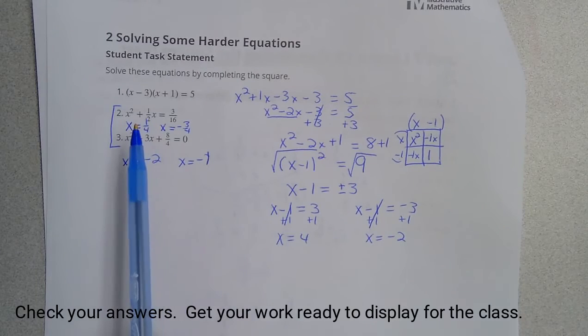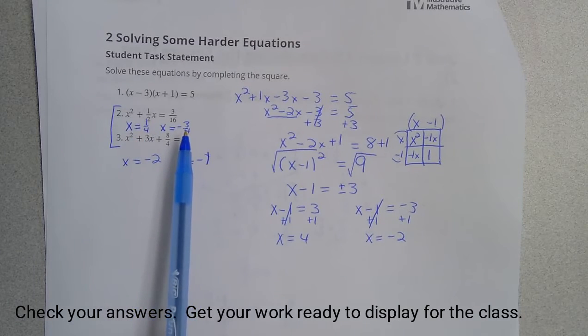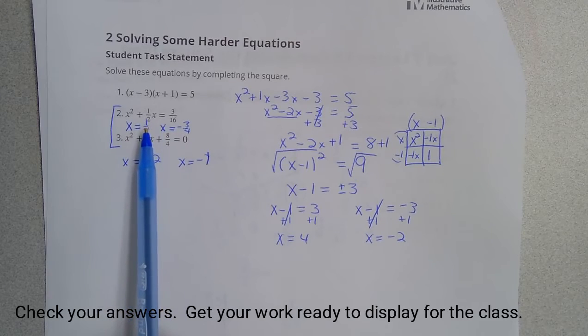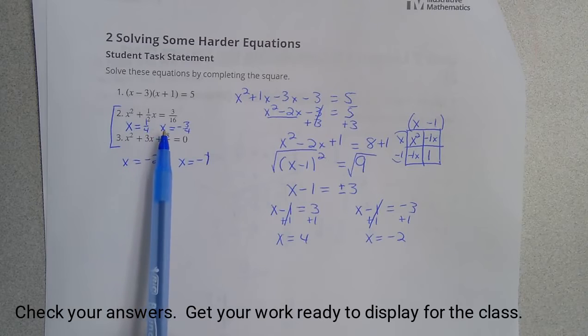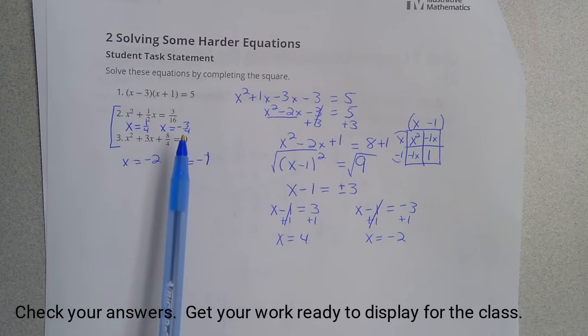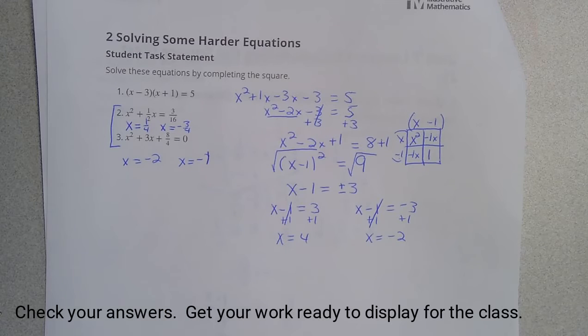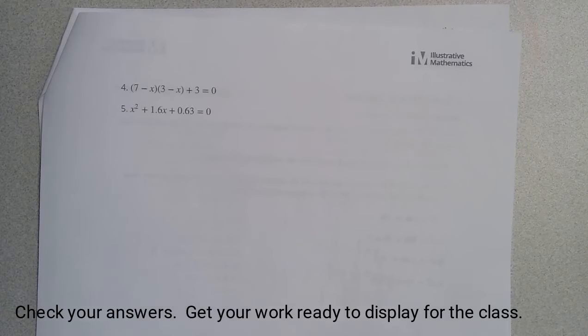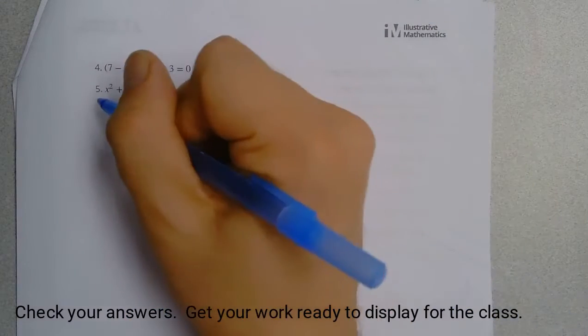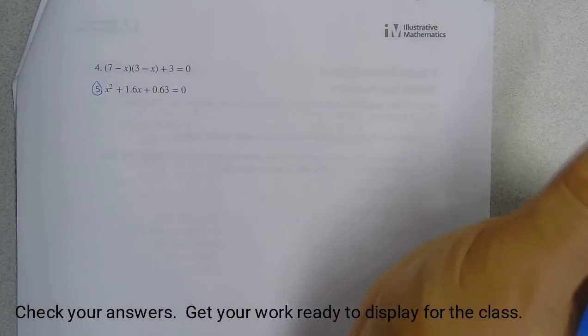So here are the solutions for 2 and 3. Note for number 2, if you had x equals 0.25 and x equals negative 3 over 4. So now we're going to transition into some more difficult equations with completing the square. So I'm going to model the first one, and then I'm going to leave you to a challenge to solve that one.